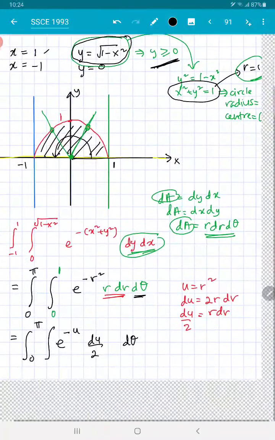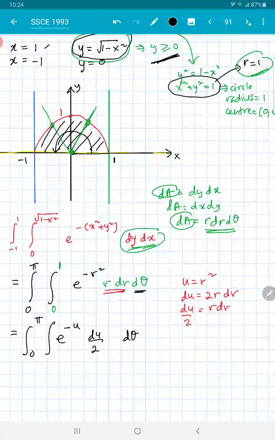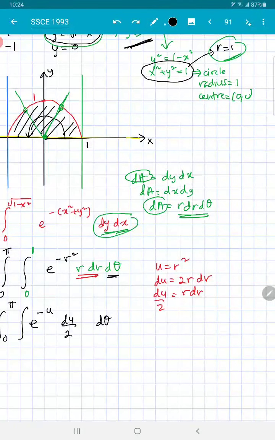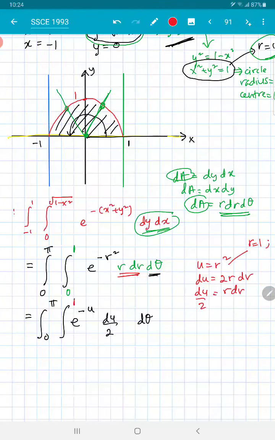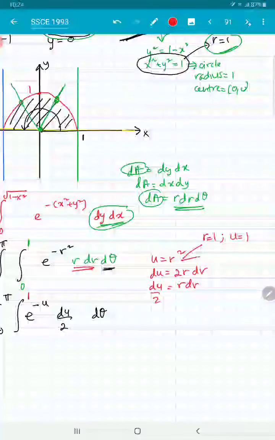Now I'm going to use the limits for r to get the limits for u. The upper limit for r is 1. When r is 1, r squared is also 1, so u is 1, so the upper limit for u is also 1. The lower limit for r is 0, so when r is 0, 0 squared is also 0. In this case the limits for r and u are the same.